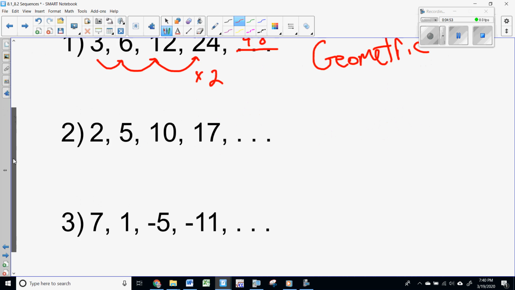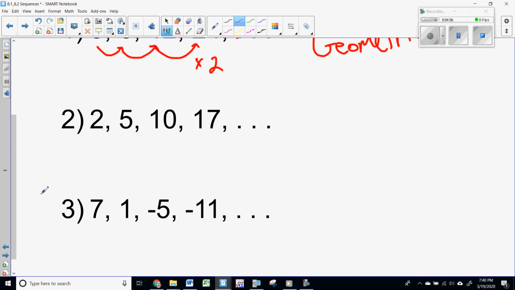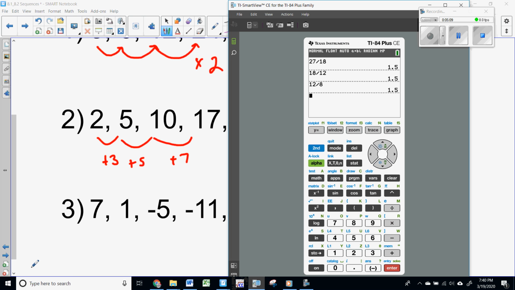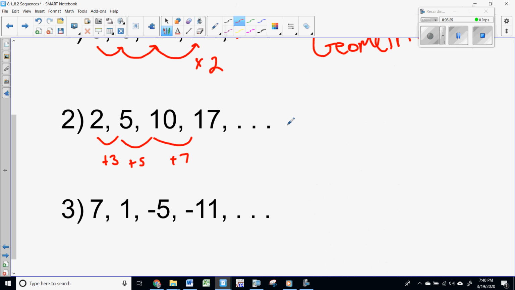So the next one: 2, 5, 10, 17. Well, I can easily see here that I add 3, add 5, add 7. So it's definitely not arithmetic because I'm not adding the same thing. Let's see if it's some geometric thing. So 17 divided by 10 is 1.7. 10 divided by 5 is 2. So those aren't the same. So this is neither. It's not geometric. It's not arithmetic.